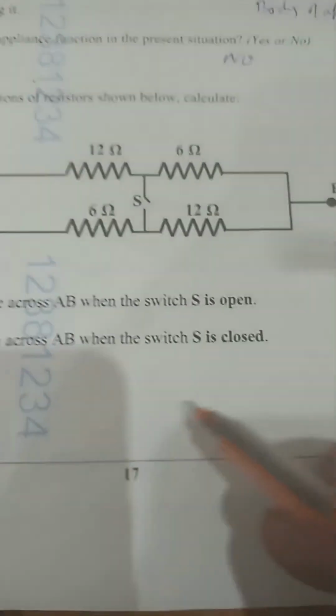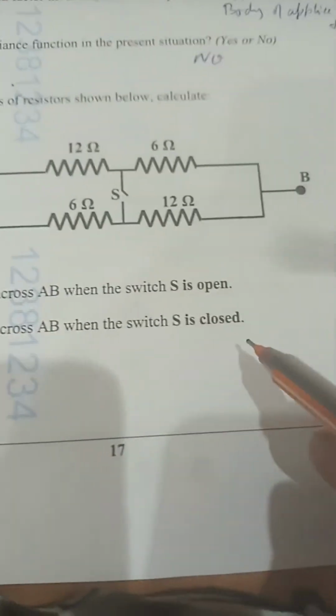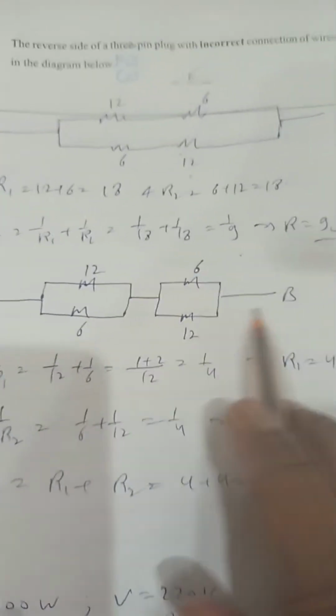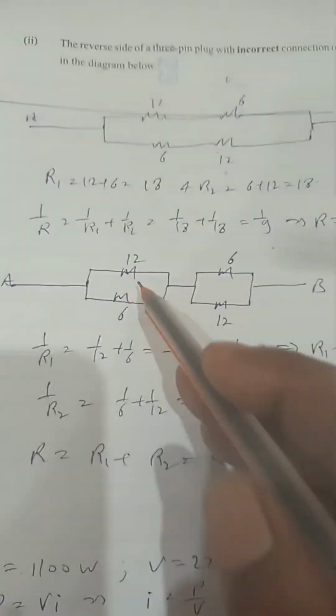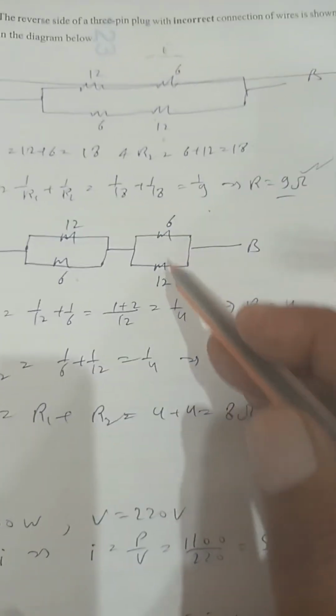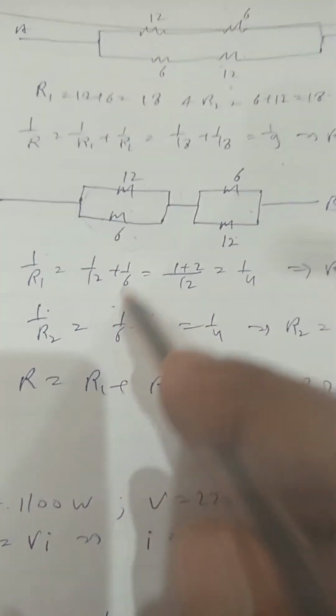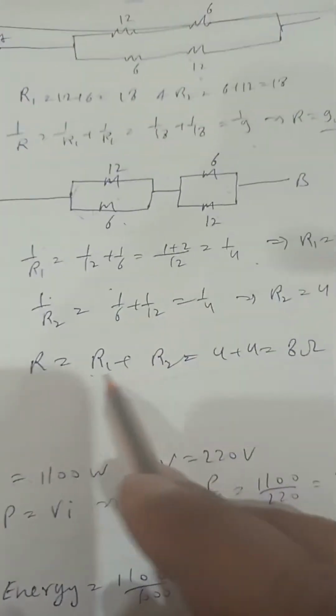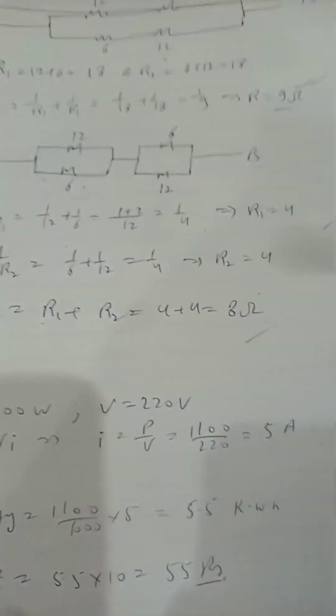Now in the second part, when the switch S is closed, the equivalent circuit will be of this type. Now these two are in parallel, these two are in parallel, and these two are in series. So first of all, calculate the resistance for this part. So 1 upon R1 equals 1 upon 12 plus 1 upon 6, that is 4 ohm. For this part again 4 ohm, and the total resistance is 4 plus 4, that is 8 ohm.